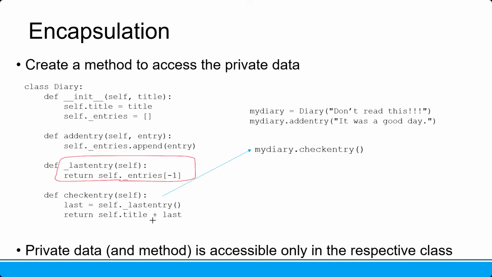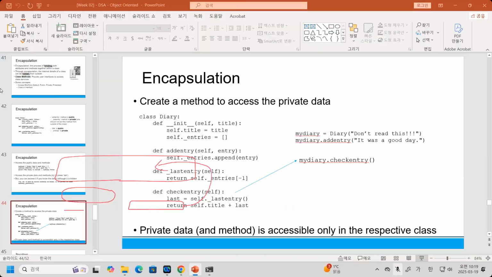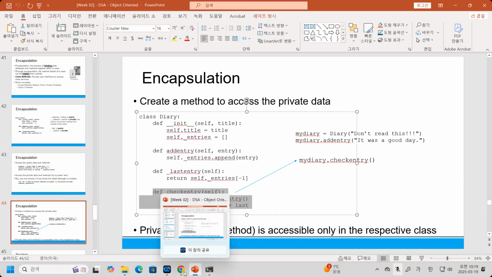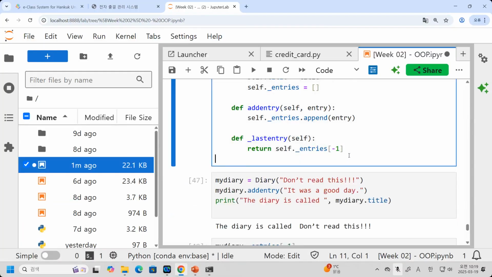For example, I create a new method, check entry. And when I create this method, I want to know what is the last entry of your diary. Then the last entry is this one. So if you let the method access your data, then it will show your data. But if you do not let the method access your data, it will keep private. Because I want to let the method access my data, let me just put this one. Let me put one more.